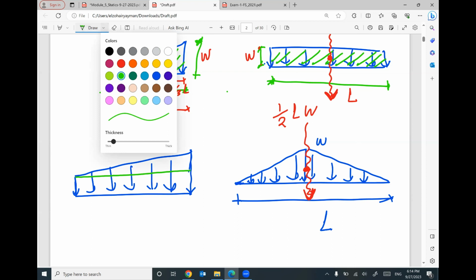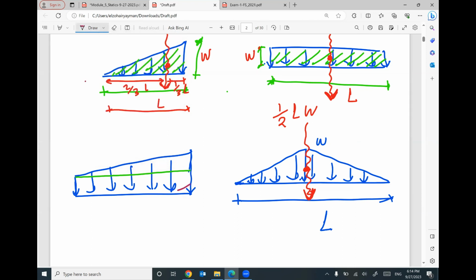The first shape is this rectangle. The centroid of this rectangle is at the midpoint, and I can get this equivalent force. So this equivalent is only for the rectangle part. The remaining part will be this triangle. The centroid of this triangle is at 1/3 and 2/3. Here is the equivalent. And I can figure out the area of this right angle triangle.